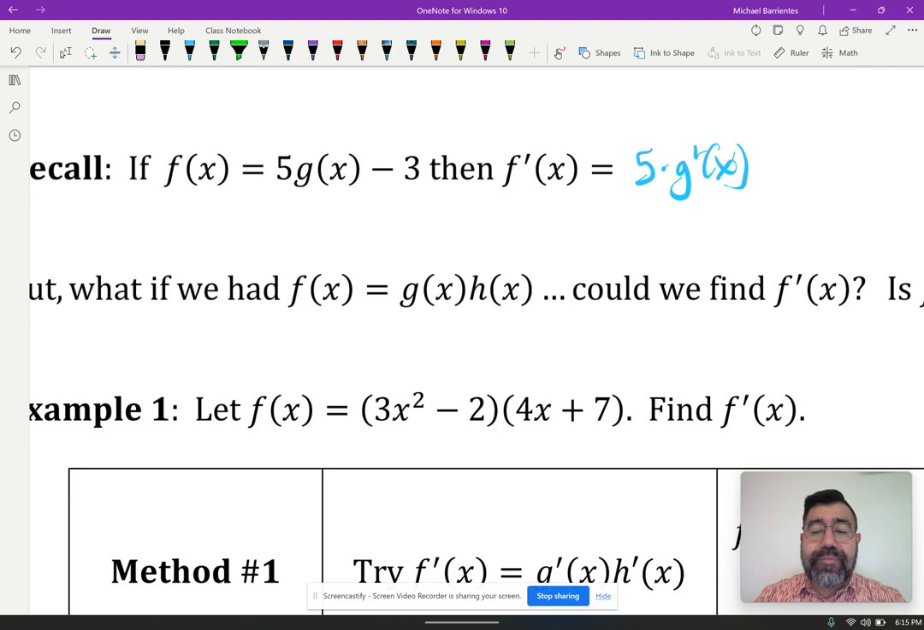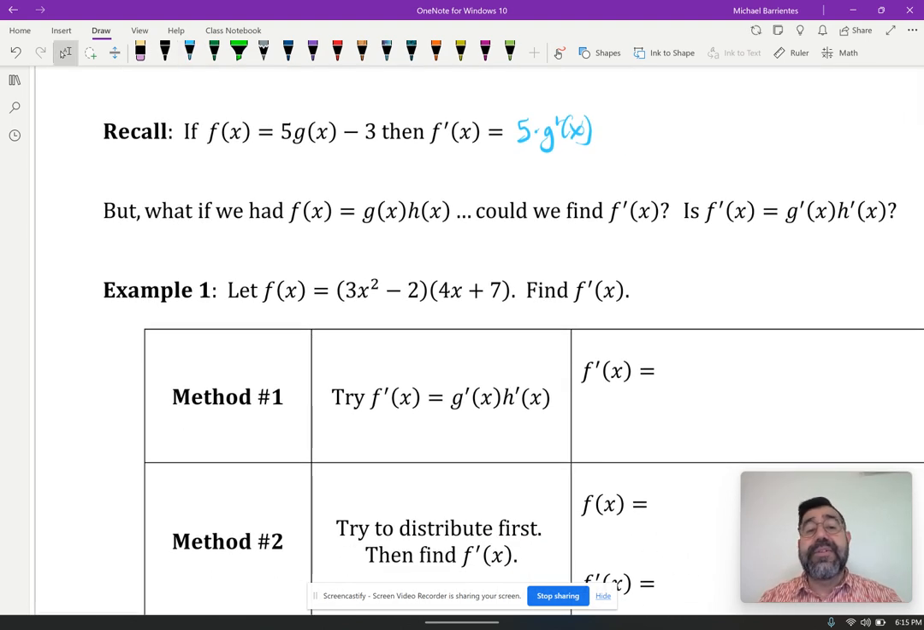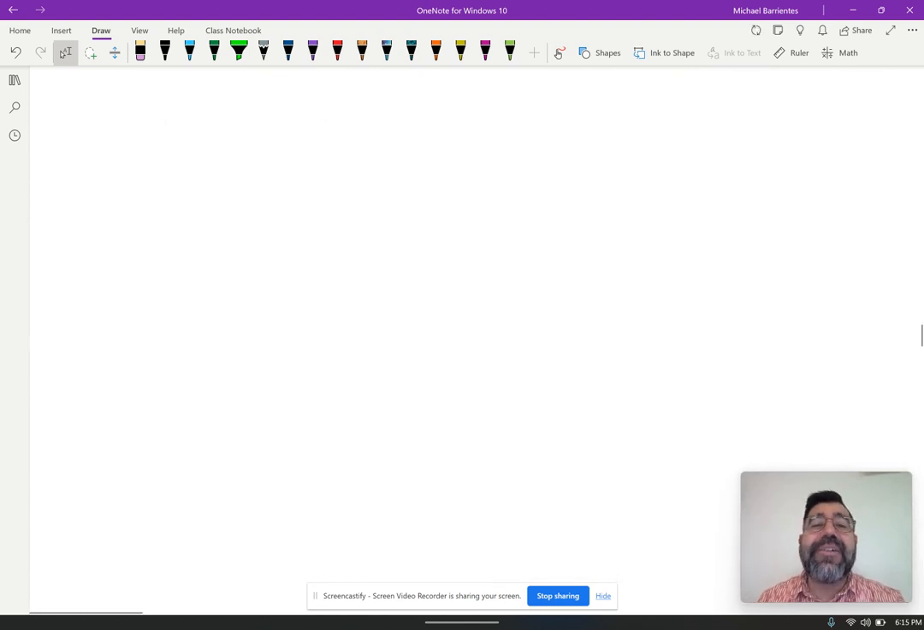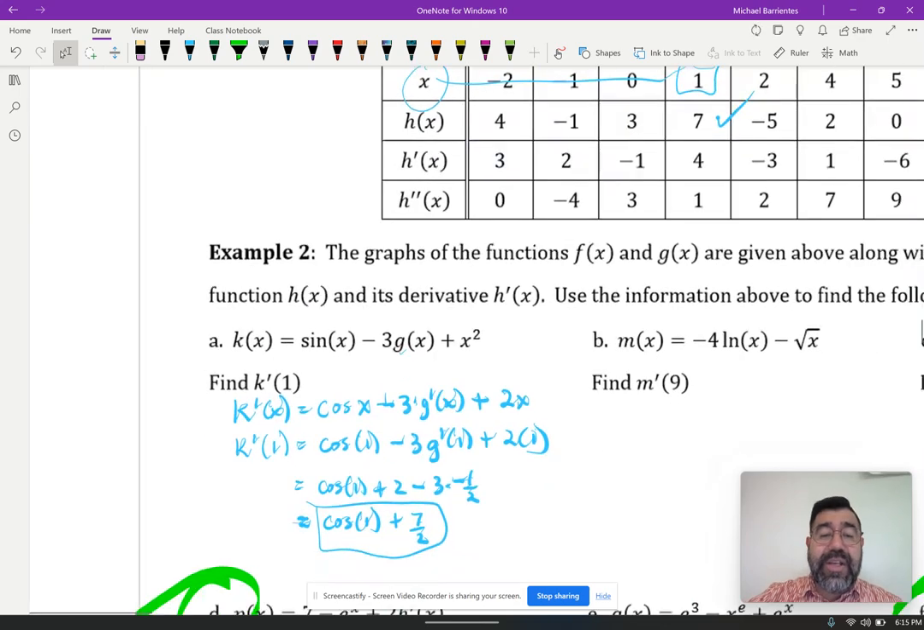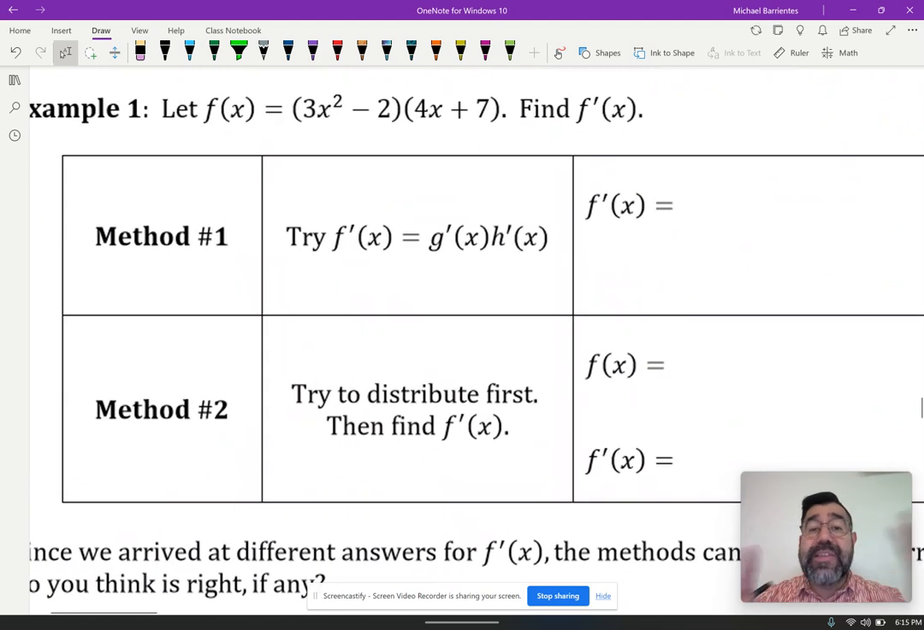Easy peasy. The question is, what if I wasn't multiplying by a constant? What if I actually had two functions multiplied times each other? Is it possible to just say, oh, well, then the derivative is the derivative of the first times the derivative of the second? Like, is that it? And so we get an example here to kind of try to figure it out if that is the case. If it's as easy as it sounds, to where we can just find the derivative of each function and then multiply them together. So the first method is this.